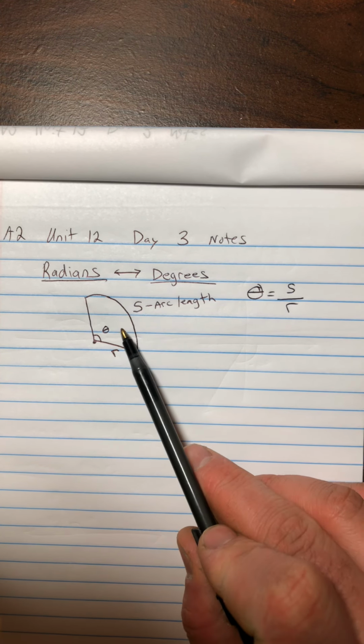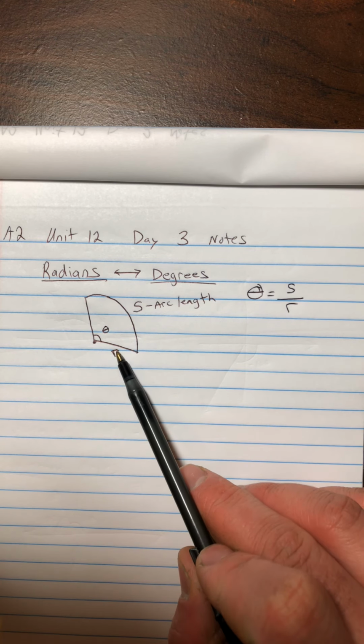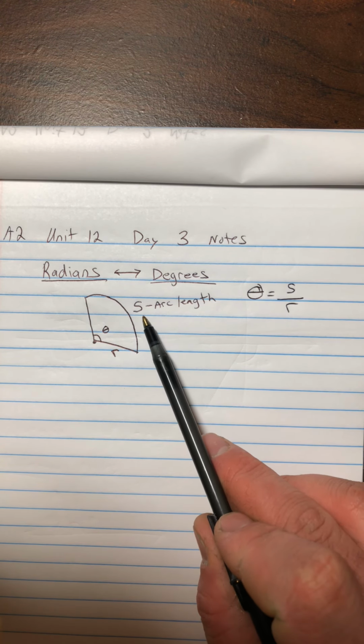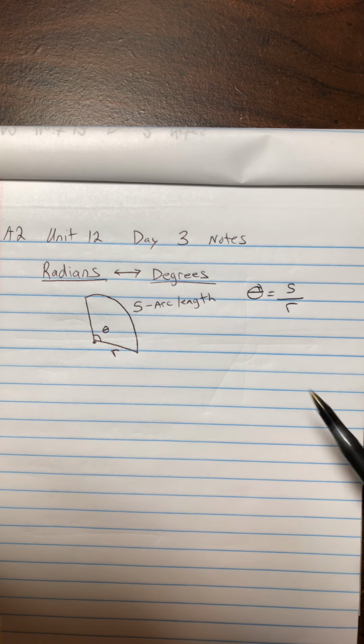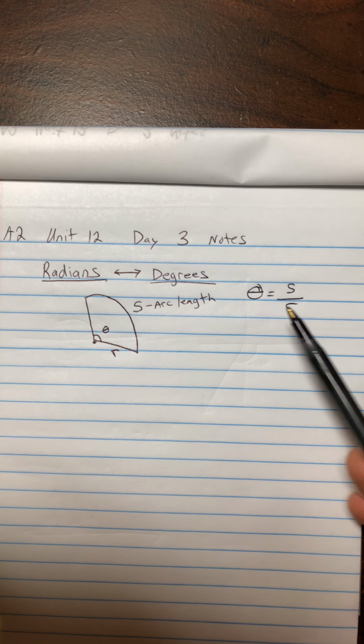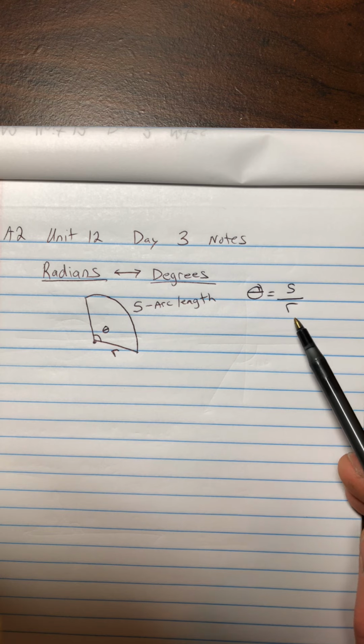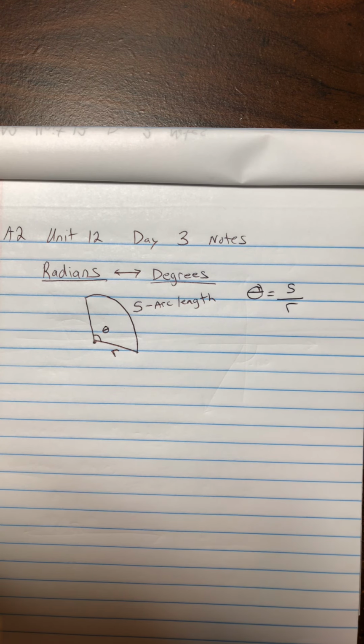They give you a diagram, some angle theta. R is the radius of some circle. S is the arc length. Some letters in there, don't get confused with all those. Theta is essentially S divided by R. It comes right out of the textbook definition, essentially.